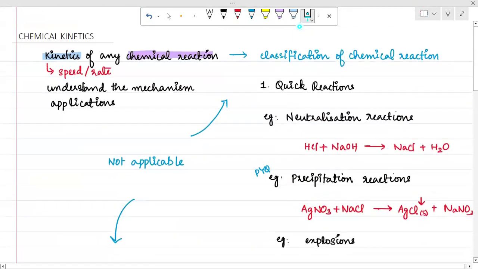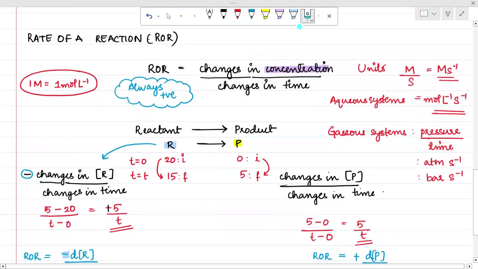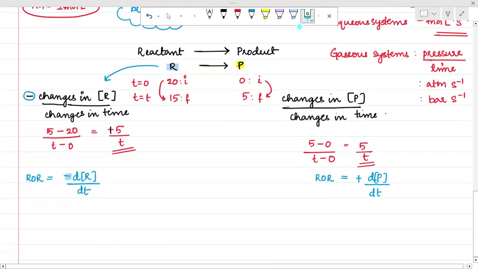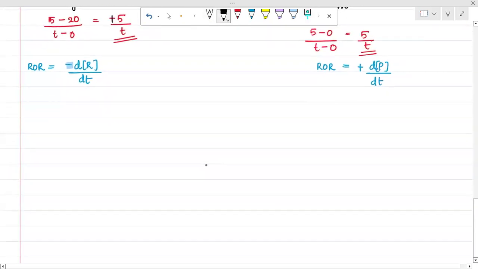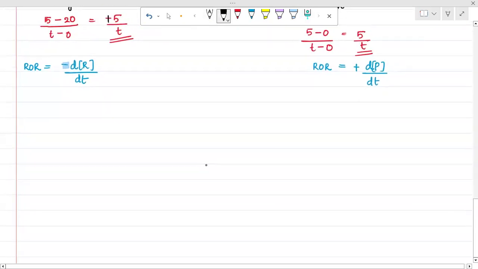All right. Now, apart from the rate of the reaction, that is the overall reaction, there are certain terms called rates of disappearance and rates of appearance. So let's try to understand what that is. So please note down the heading.